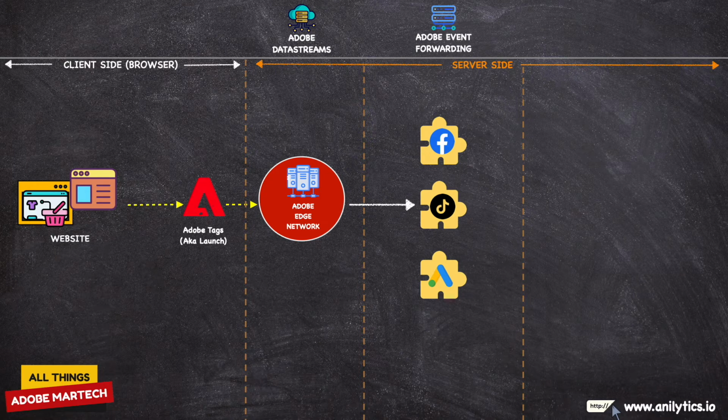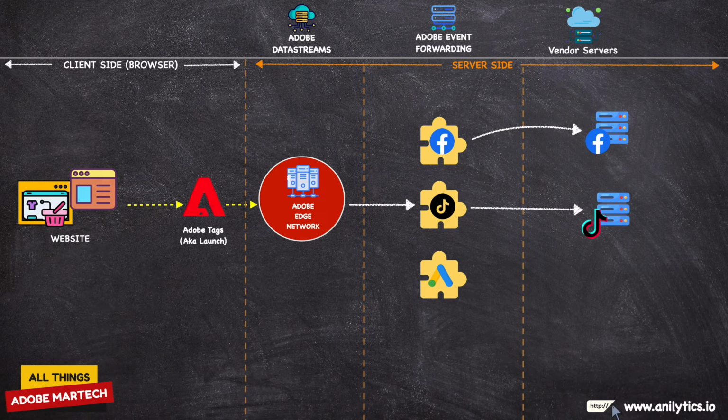Now, Facebook is going to transform the data into Facebook format and send it to Facebook. The Adobe Cloud Connector will transform the data into the way TikTok wants it, and that information is sent over to the TikTok servers. And the Google Ads Enhanced Conversion extension also has information to be transformed into the way Google wants it, and that information is sent over to the Google Ads server. Now, that's how the conversion tracking events are sent to the vendor servers.